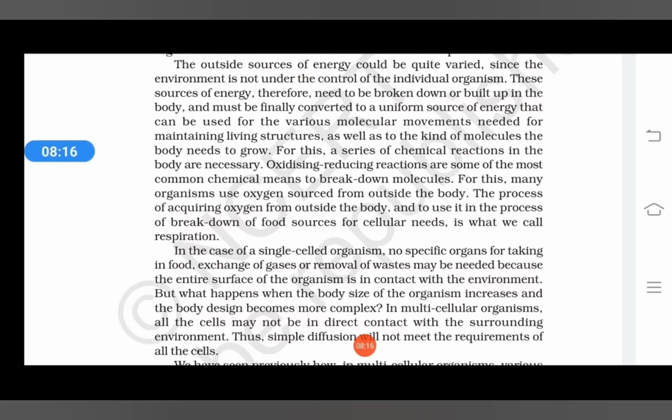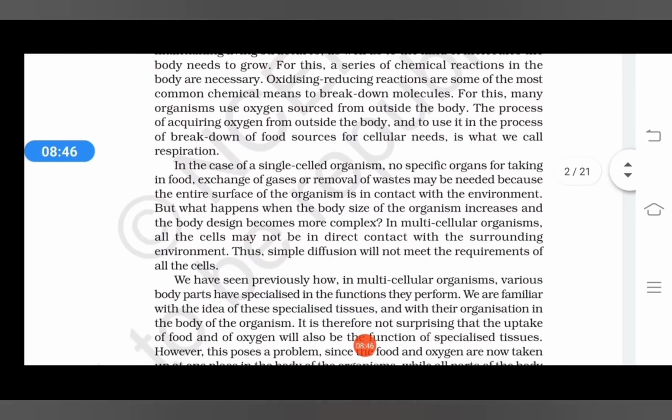In the case of single-celled organisms, there is no specific organ for taking in food. Exchange of gases or removal of wastes may be easy because the entire surface of the organism is in contact with the environment. But what happens when the body size of the organism increases? The body design becomes more complex. In multicellular organisms, all the cells may not be in direct contact with the surrounding environment. Thus, simple diffusion will not meet the requirements of all the cells.